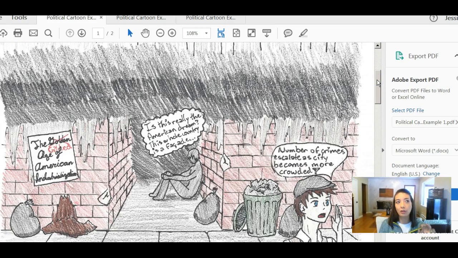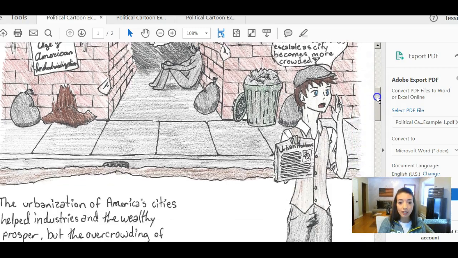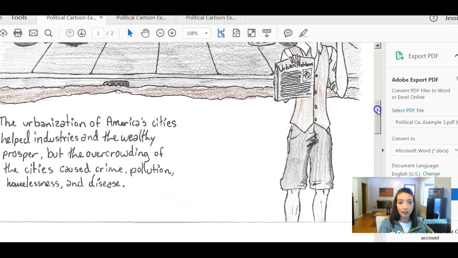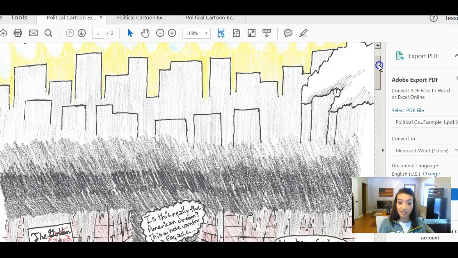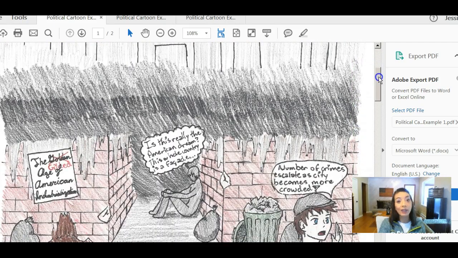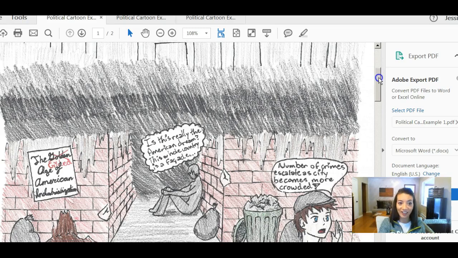So this one is a political cartoon. It's actually about the urbanization that was happening in the late 1800s in America. So just to kind of give you an overview of the entire thing, okay. Now this girl is very artsy. She did a great job. If you can't draw like this, it's totally okay.